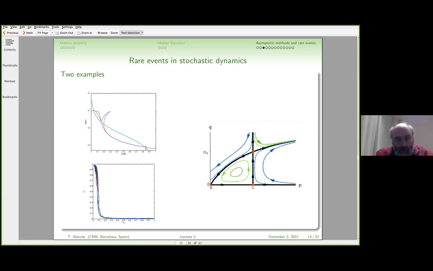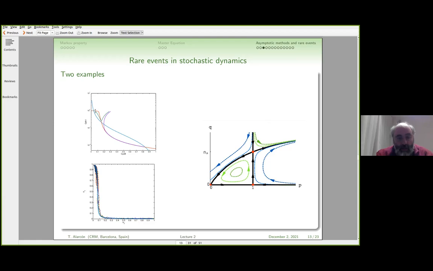So here we have two stable steady states, so this would be a bistable system. The red and blue lines are the null planes of the deterministic system. Okay, and so we have a stable steady state here, a stable steady state here, and a saddle point here.